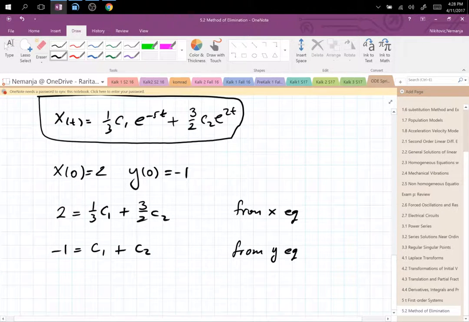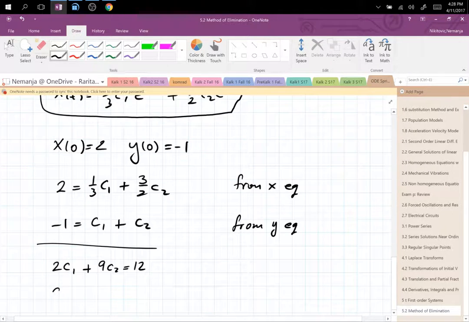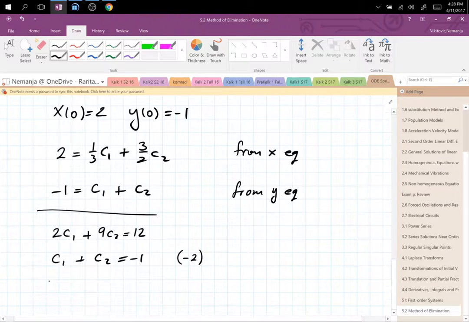Multiply the top equation by 6, so 2C1 plus 9C2 is equal to 12. And the bottom equation is C1 plus C2 equals -1. Bottom equation times -2, and we add. So the C1's die. It's going to be 7C2 equal to 14. Oh, how convenient. C2 equals 2. And if C2 equals 2, then C1 must be -3.